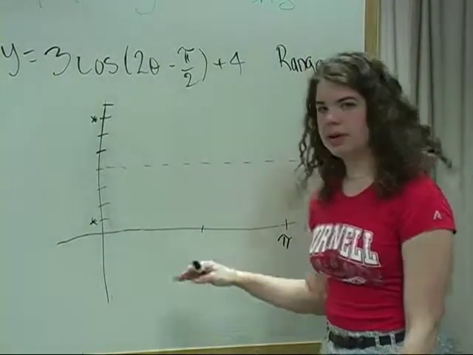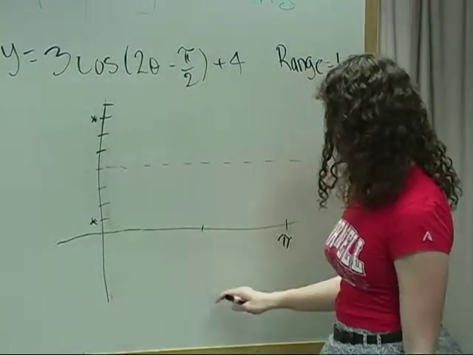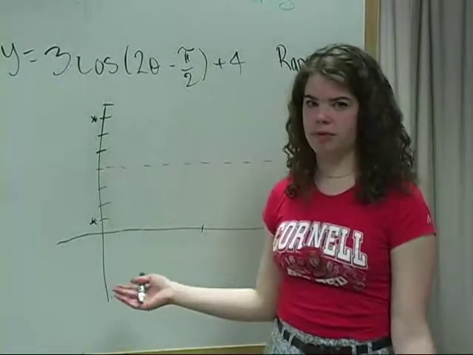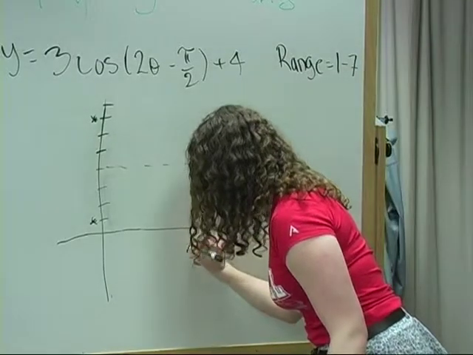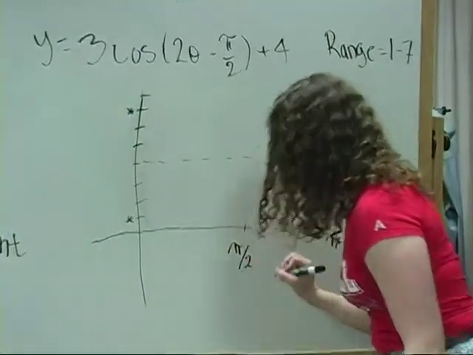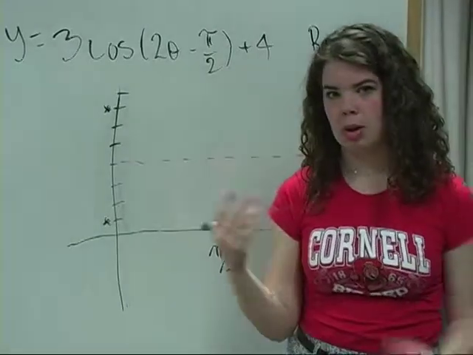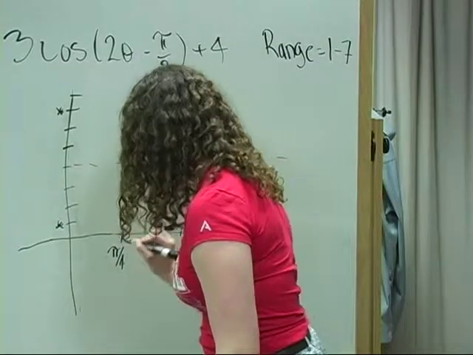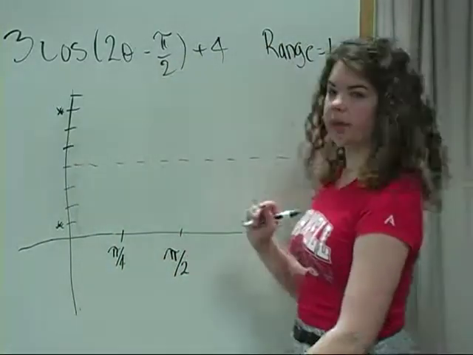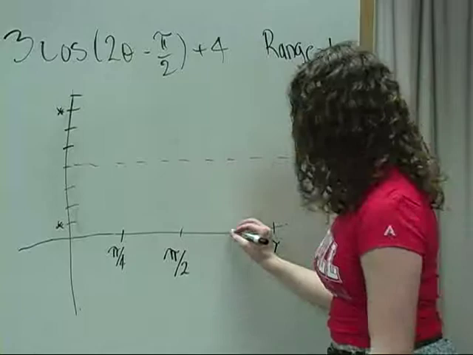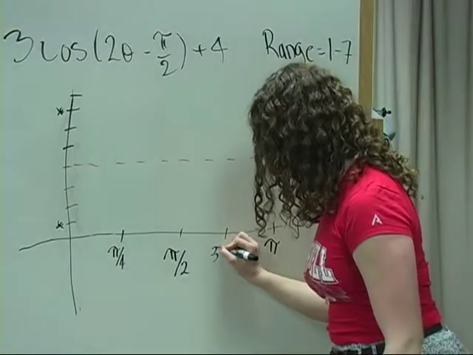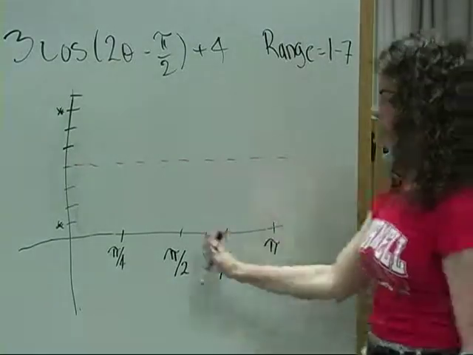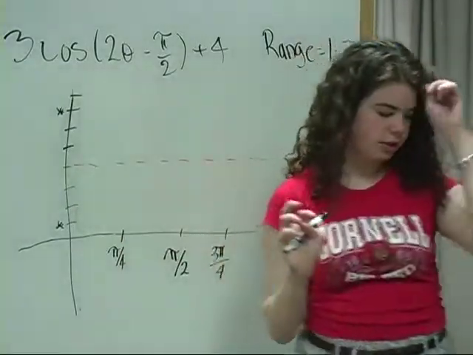So let's start by dividing these into equal parts because we know that we have to have a halfway point. What is half of pi? It's pi over 2, correct? And what is half of pi over 2? Pi over 4. And what is in between pi over 2 and pi? 3 pi over 4. So this is our graph broken down into equal little sections.